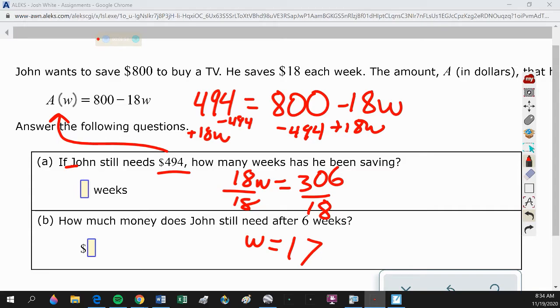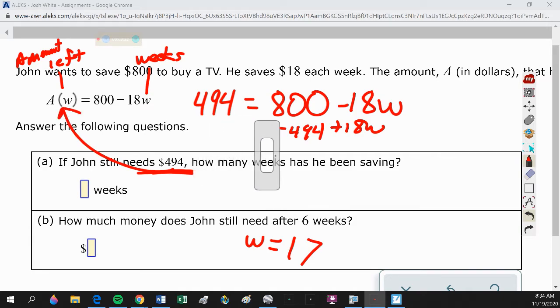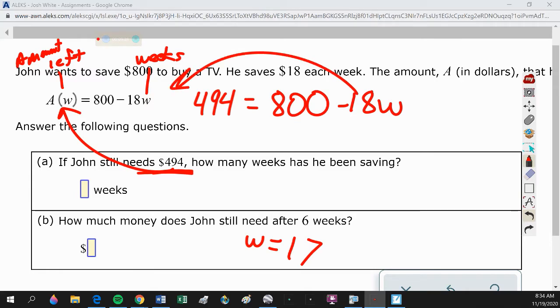Okay, where did you get confused? So we have 2 parts. This is weeks, and this is amount left. So it told us he has this much left, so we need to plug it into there. And that gives us this equation. And then we just solve. We move this over here by addition. We move this over here using subtraction. We get 18W equals 306. Divide by 18.